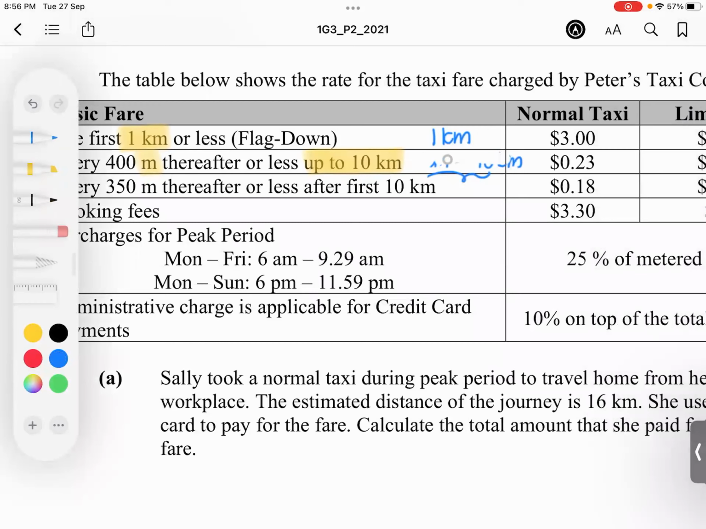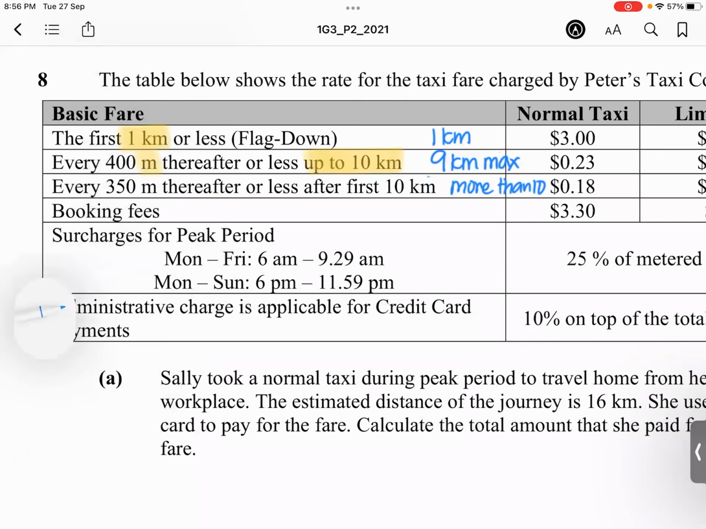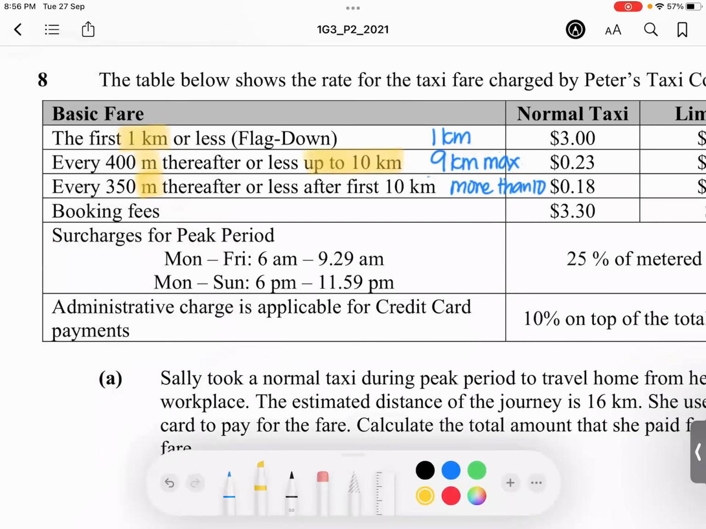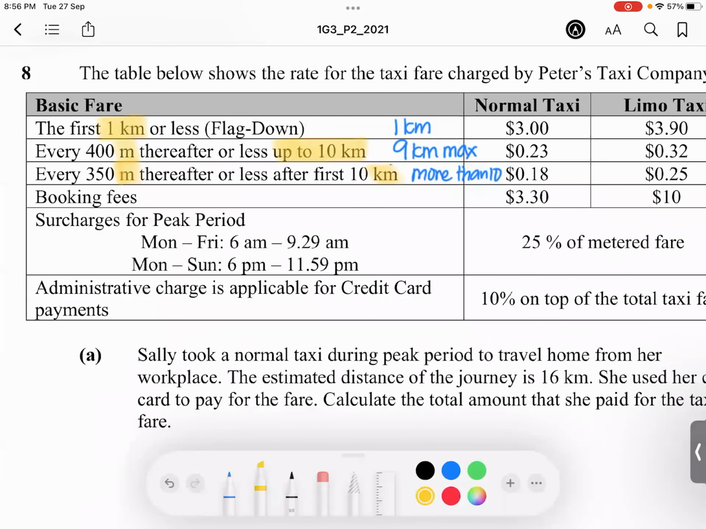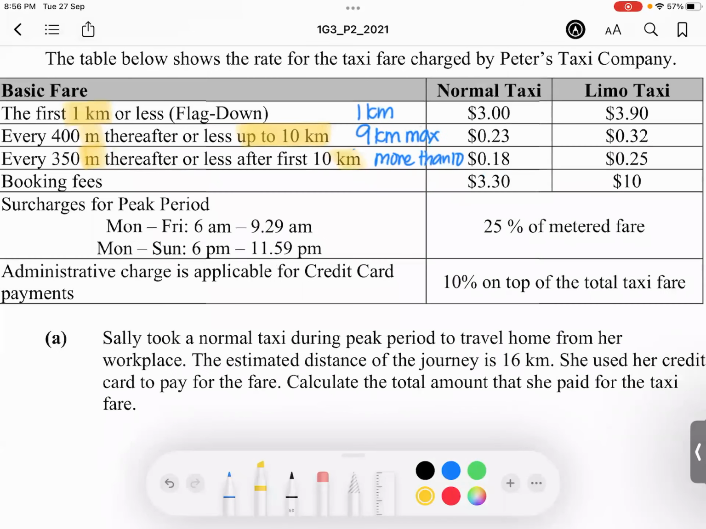I shall rewrite it. So this is actually 9 kilometers maximum. After that, you exceed 10. No, it should not be 10 or more, it should be more than 10. Anything more than 10, then it's under this category of 350. Again, this unit is meters, and this one is kilometers. Then you have the booking fee, meter fee, surcharge, administrative fee.